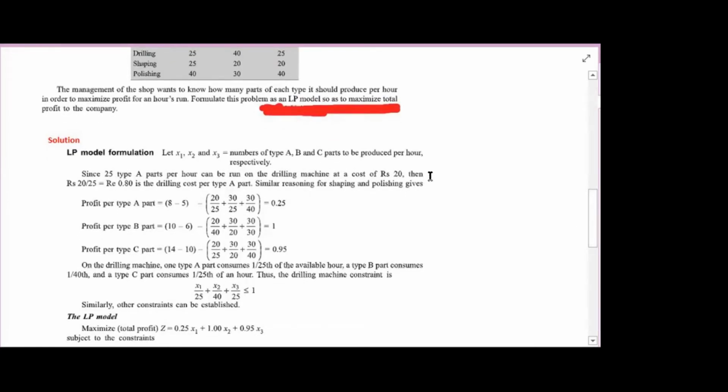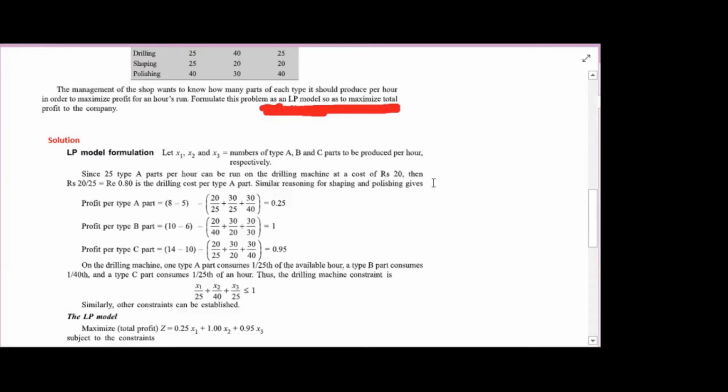So then rupees 20 by 25 equal to rupees 0.80 is the drilling cost per type of A part. Means पार्ट ए के एक नंबर को 1 यूनिट को ड्रिल करने में जो कॉस्ट आ रही है आपकी 0.8 रुपीज, राइट. आपको x1 करना है तो उसमें कितना कॉस्ट आएगा ये सब आप कैलकुलेट कर सकते हैं, राइट.